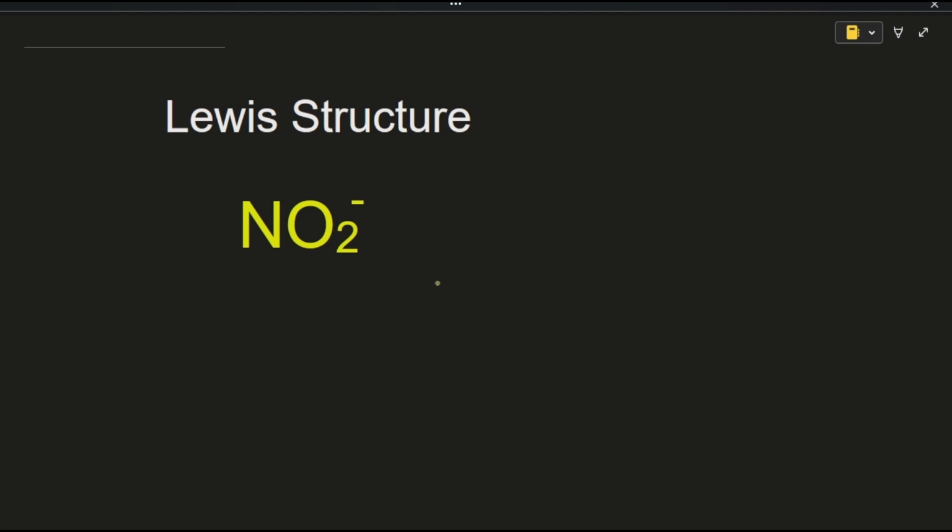Now, in this video, we look at the Lewis structure of the nitrite ion or the nitrite anion, having as its IUPAC name dioxonitrate(III) ion. But to do that, first we need to determine the number of valence electrons of this ion.